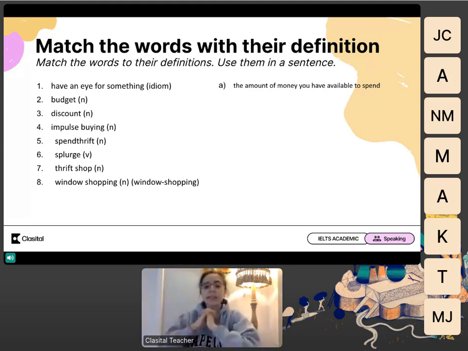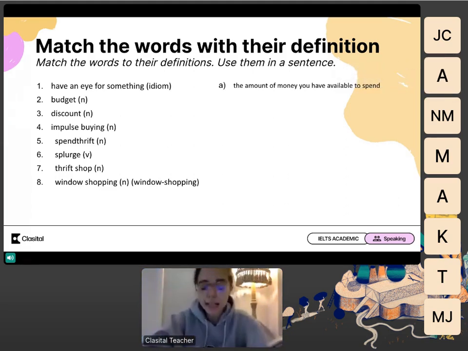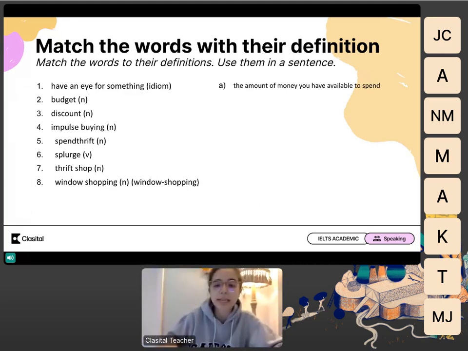Which word's definition can it be? And the amount of money you have available to spend. Yes, budget. That's correct. Thank you, Anna. Do you also want to try using it in a sentence? Well, my traveling budget was quite short, so I didn't visit all the places I wanted. Okay. That's usually the case these days. Thank you, Anna. Okay, let's see the next definition.